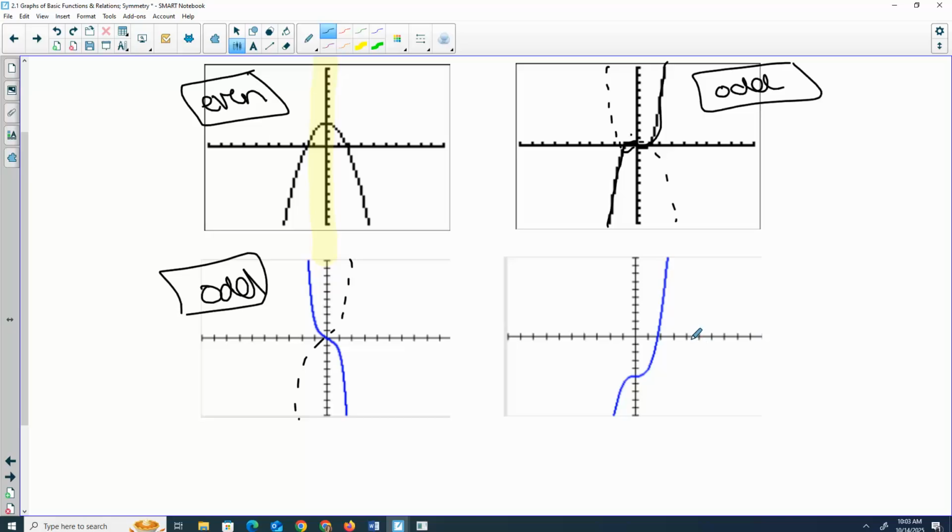What about this one? It has kind of the same shape as the odd. If I flip this over the y, it would look like that. If I flip this dotted graph over the x, what's going to happen? Yeah, it's going to be up here. So this one is neither.